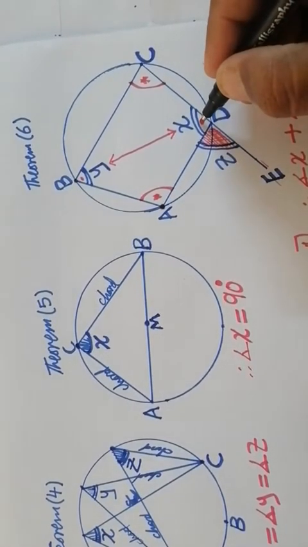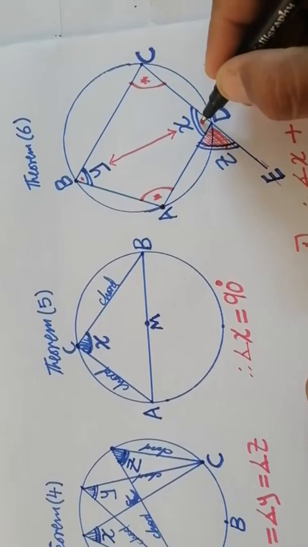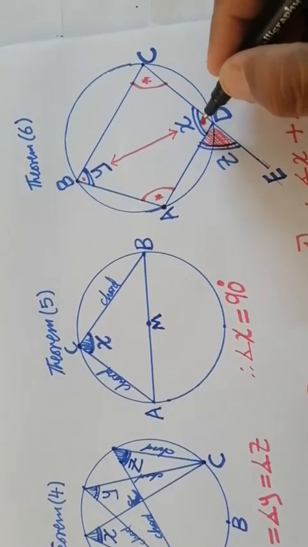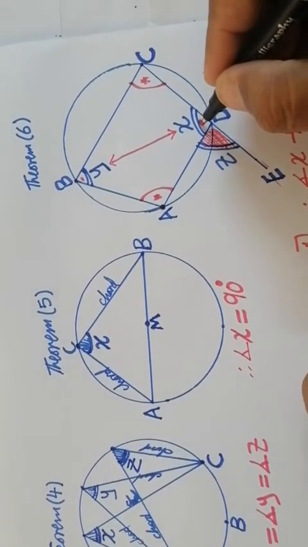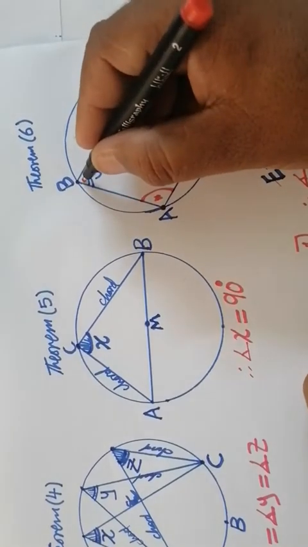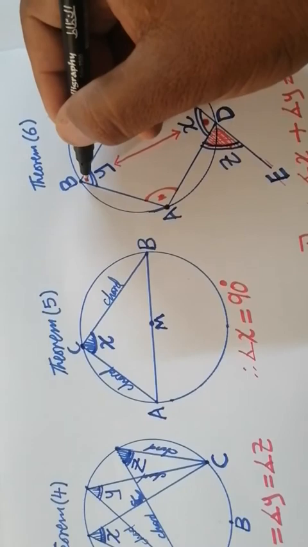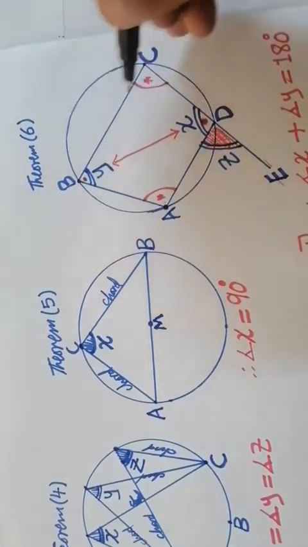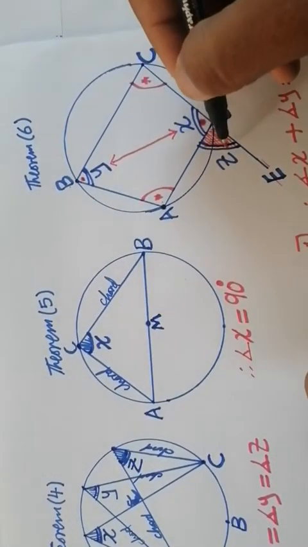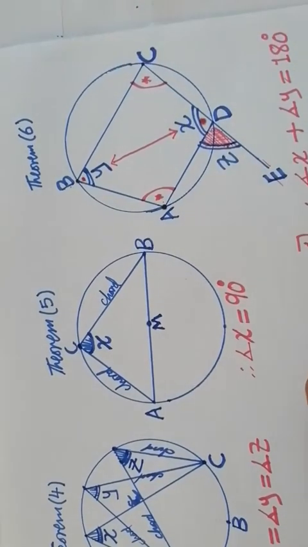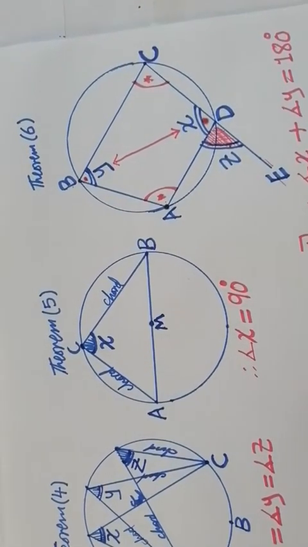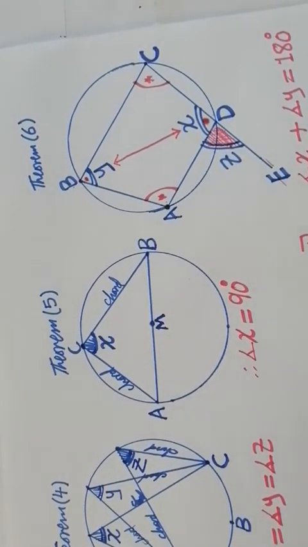For angle Z, angle X is the adjacent angle. And which angle is opposite to this adjacent angle? Angle Y. The theorem says the exterior angle equals the interior angle. Which one? This one, or this one, or this one? A, or B, or C? The exterior angle equals the interior angle which is opposite to the angle adjacent to it.